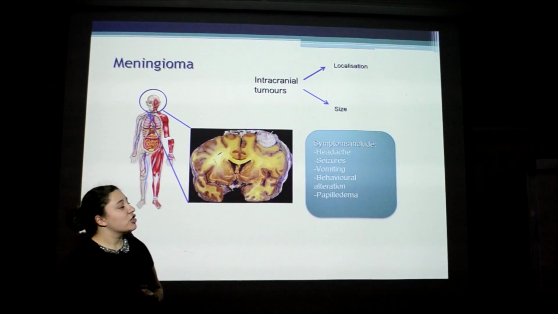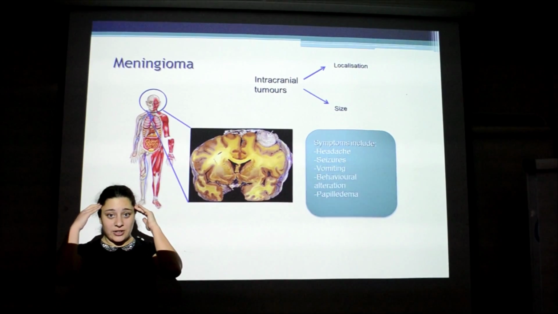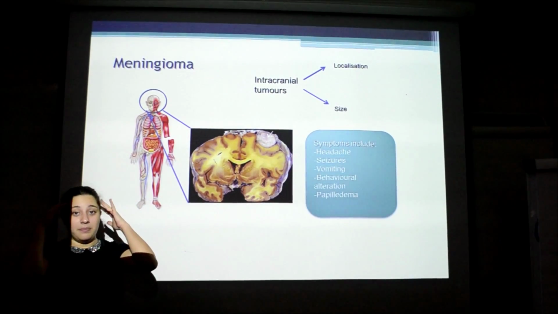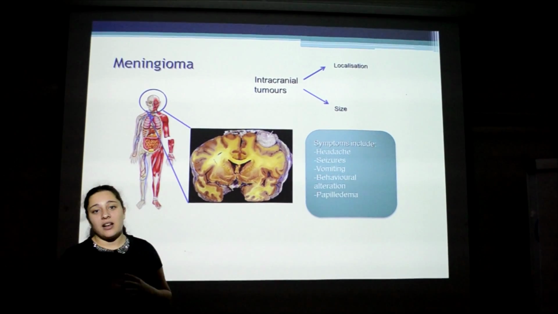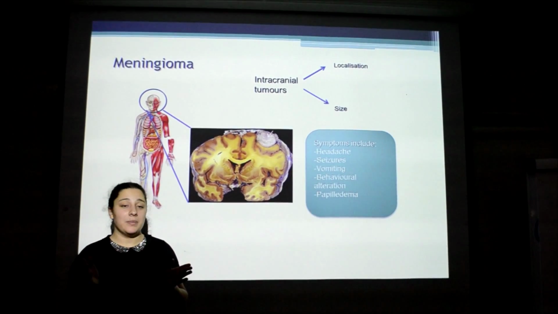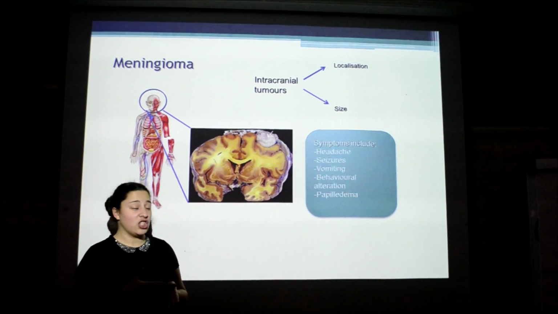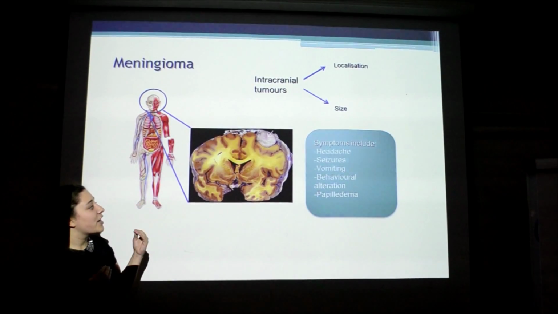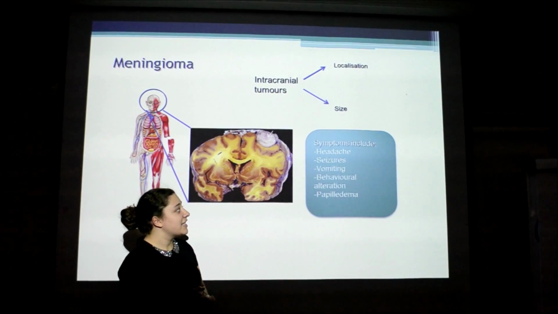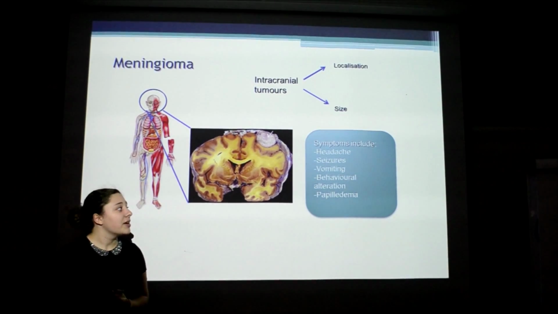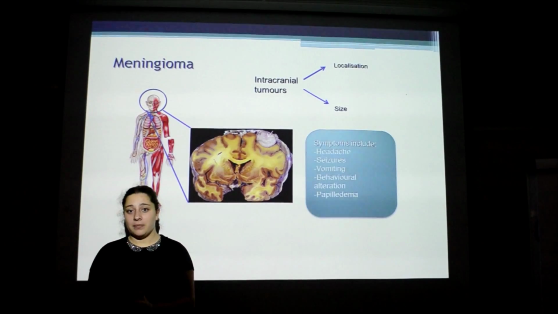Meningioma is a tumor localized in the intracranial part of the brain, and it's asymptomatic, but due to its localization, it can cause symptoms very easily. So the symptoms include headache, seizures, vomiting, behavioral alteration, and papilledema.